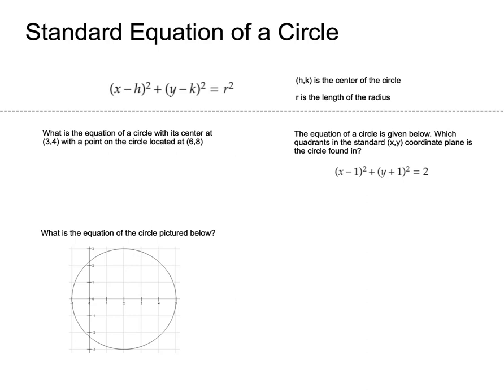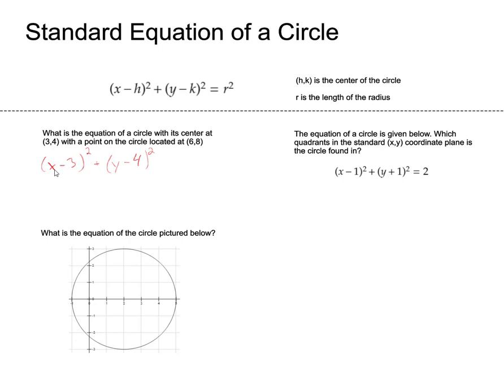What is the equation of a circle with its center at point (3, 4) with a point on the circle located at (6, 8)? So we have the center, so we can very easily determine the first part of the equation. So that would be (x minus 3) squared plus (y minus 4) squared. So if that is the center of the circle, now we just need to figure out the distance between the center and the point given.